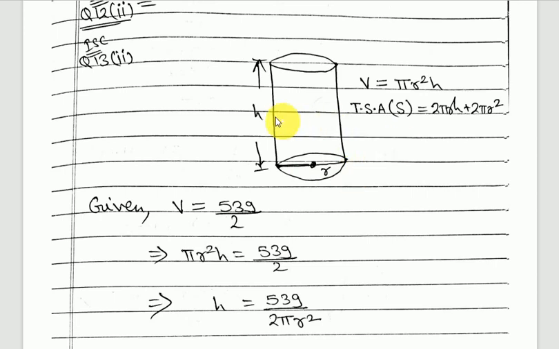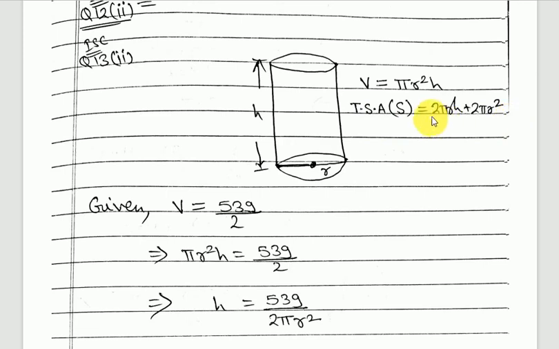So this curved surface area is given by 2 pi rh, and top and bottom are nothing but circles, so pi r square and pi r square, so 2 pi r square. Okay, so total surface area is 2 pi rh plus 2 pi r square. So this is the surface area.